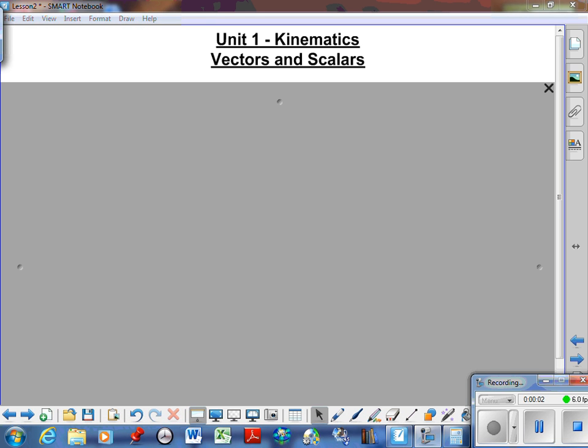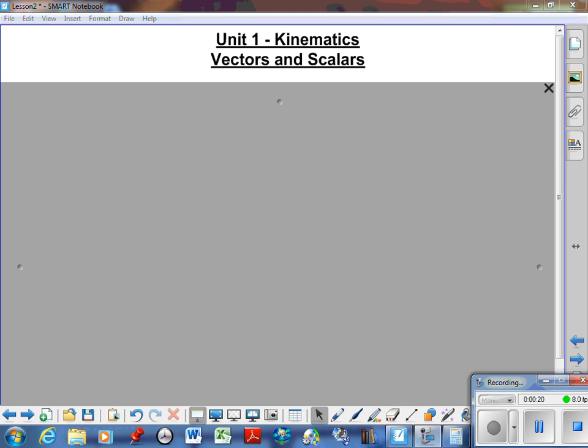All right, welcome to Unit 1, Kinematics. And I'm kind of breaking it apart a little bit here. I'm going to have a vectors and scalars section, and then Unit 2. So on the website, it kind of shows up as this being Unit 1 and then Kinematics Unit 2. They're really all one and the same.